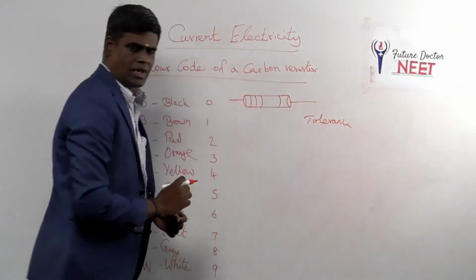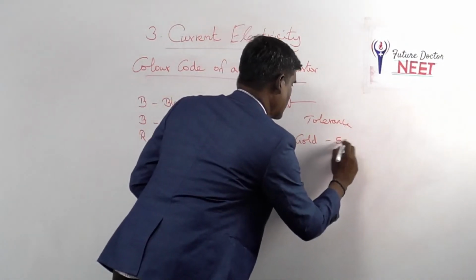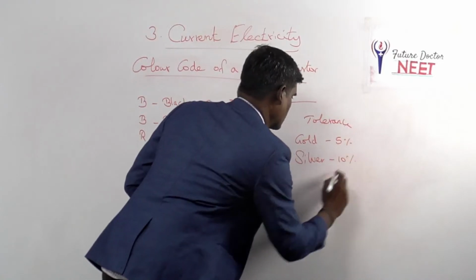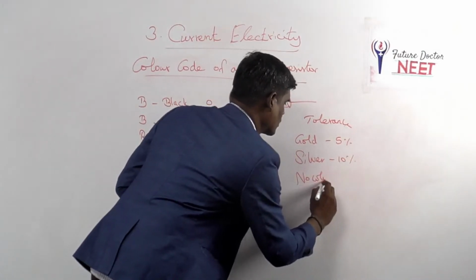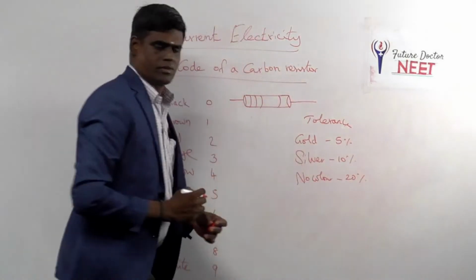Long string, no, that is mentioned as tolerance percentage. Gold is 5%, silver 10%, and no color, that is no ring, is 20%. This is tolerance.